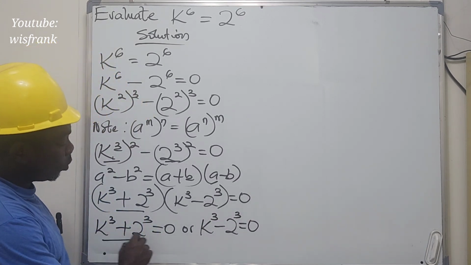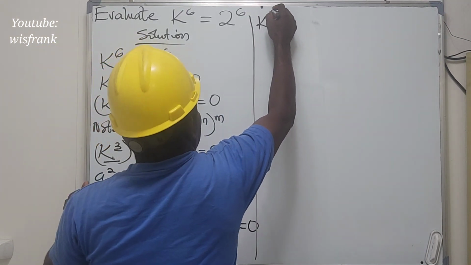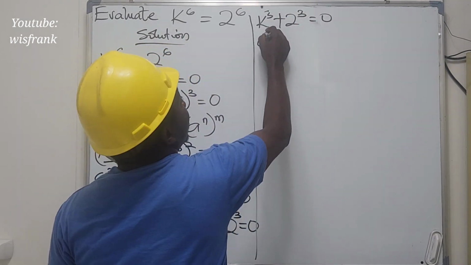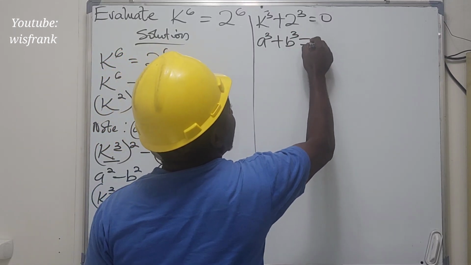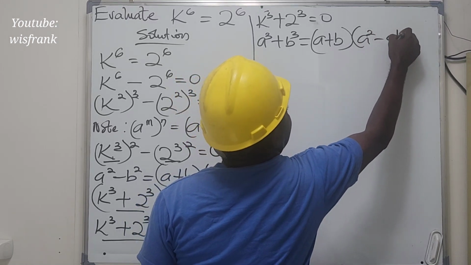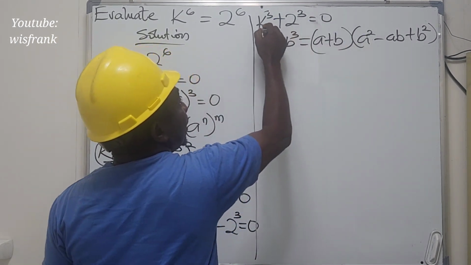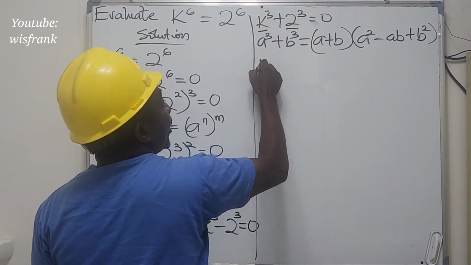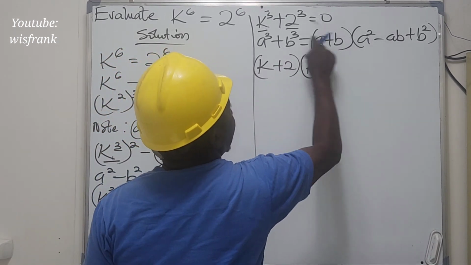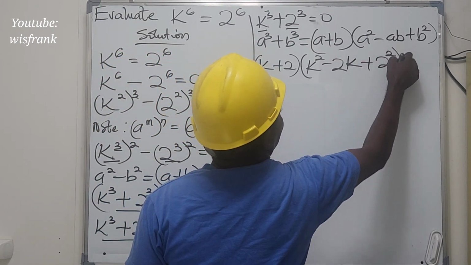So we are taking this one first, as we said. We have k to the power of 3 plus 2 to the power of 3 equals 0. This is in the form a to the power of 3 plus b to the power of 3, which is the same thing as a plus b all into a to the power of 2 minus ab plus b to the power of 2. Representing this in this format, this is our a and this is our b. So this will become k plus 2 all into k to the power of 2 minus ab, which is 2 times k, then plus 2 to the power of 2 all equals 0.